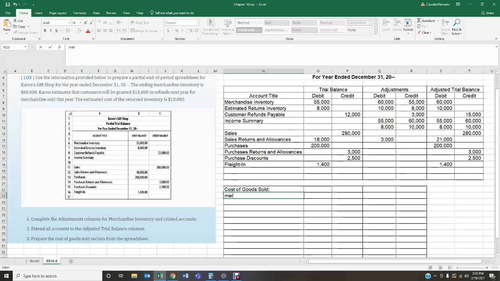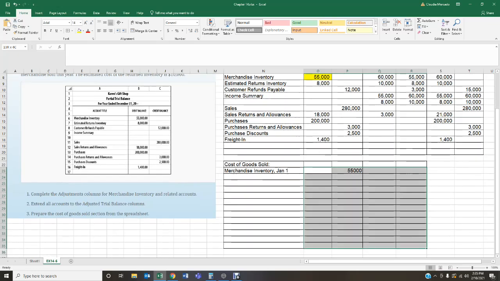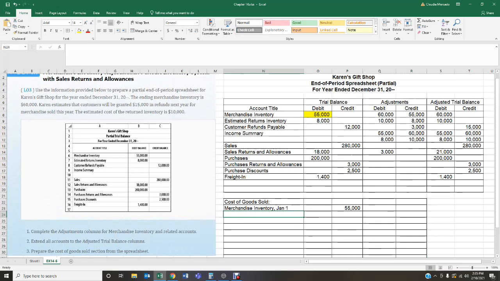So the first thing we're going to do is begin with our merchandise inventory, January the 1st. My merchandise inventory, January the 1st, was $55,000. I'm going to be highlighting them as I use them. $55,000. Let me put some commas here. So we're going to begin with our merchandise inventory, $55,000. Then we're going to go ahead and add our estimated returns inventory.